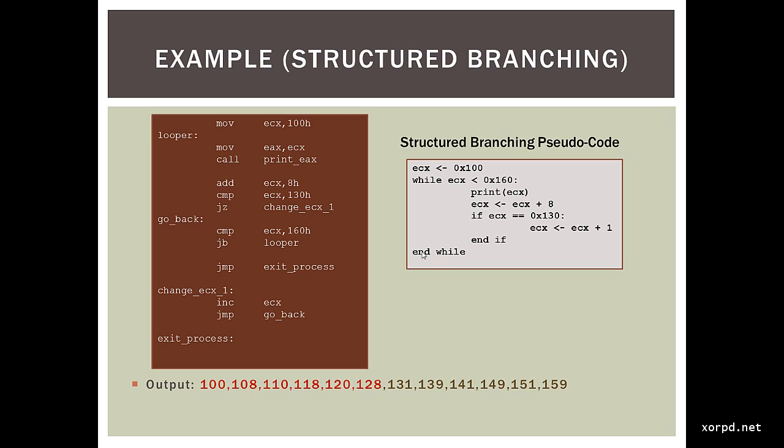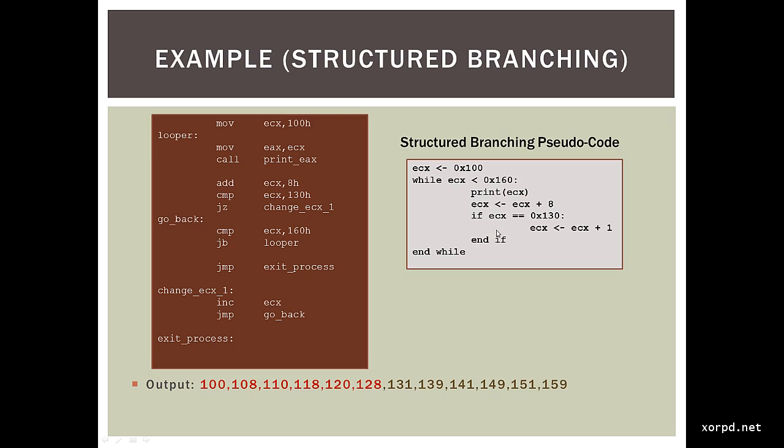And then there is a special case which we check with the if statement. If ECX equals exactly 130 in base 16, then we are going to increase ECX by 1. We are going to put ECX plus 1 inside ECX. And this is the end of the conditional, the end of the if statement. So actually we have here a big while loop, and inside of it we have an if statement.